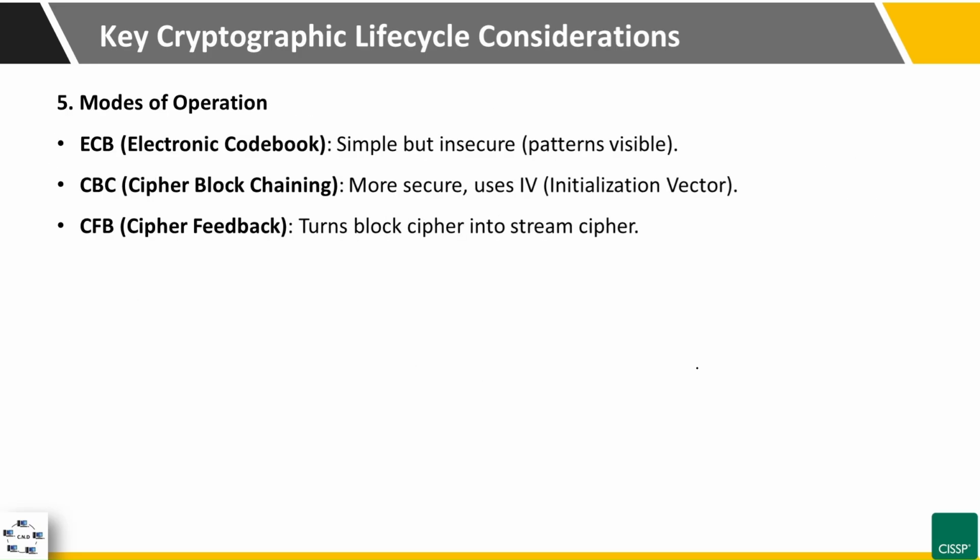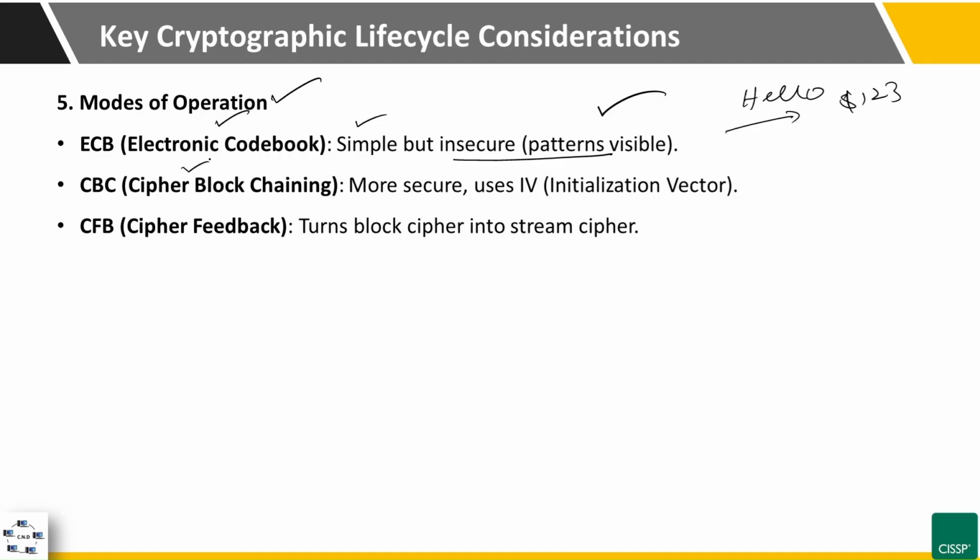Fifth consideration is the mode of operation of the cryptographic algorithm. It may be ECB, that is Electronic Codebook. This is simple but insecure because it reveals patterns. For example, if you have the same text, let's suppose hello, it will always result in the same encrypted data. So it reveals patterns, which is insecure.